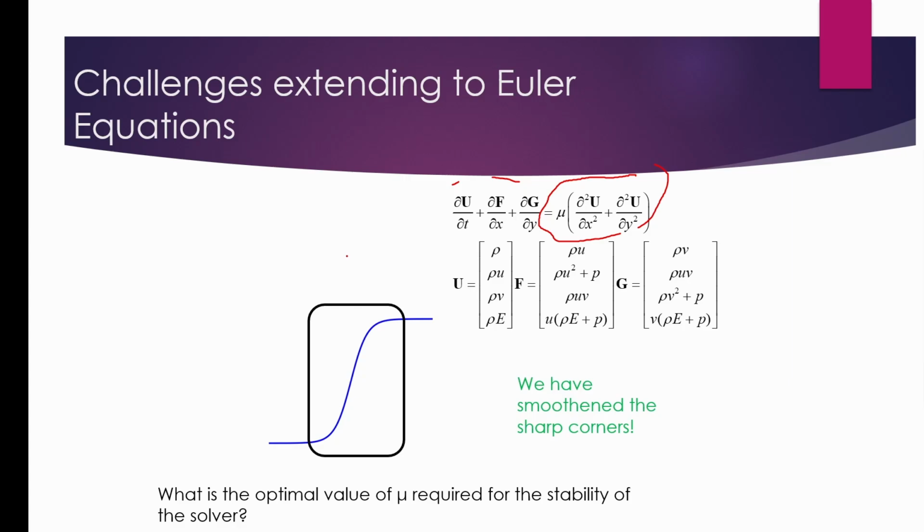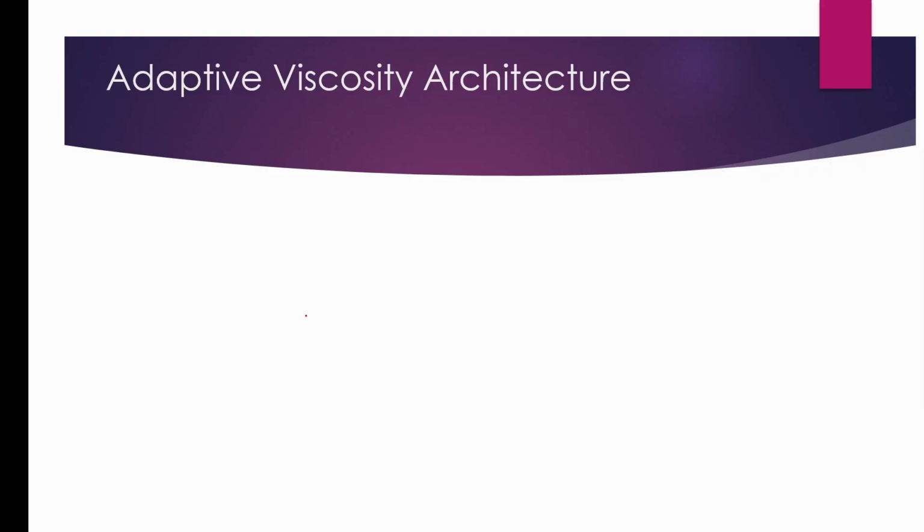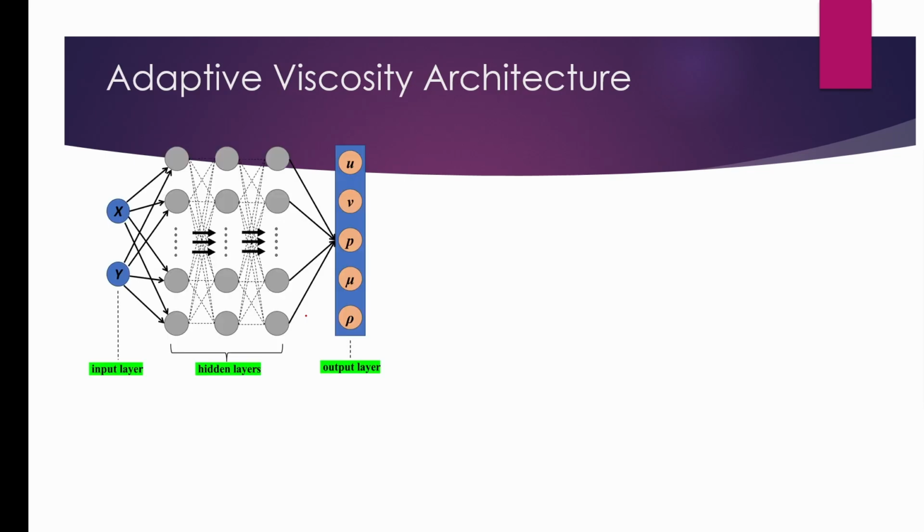Now our problem is, if we add too much viscosity, a big mu value, that will smear the shock structure. But if we give a very small value, that will destabilize the solver. So we have to find the optimal mu for the shock. That's the million-dollar question in high-speed flows.